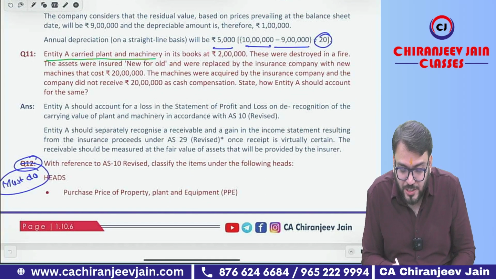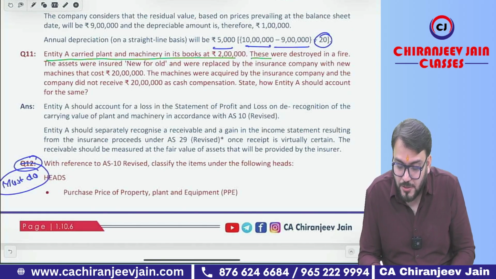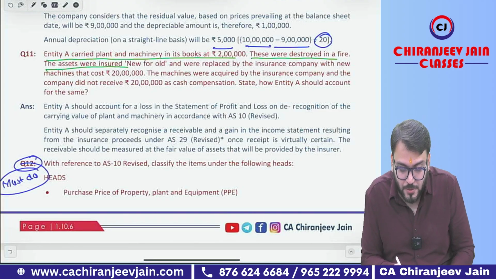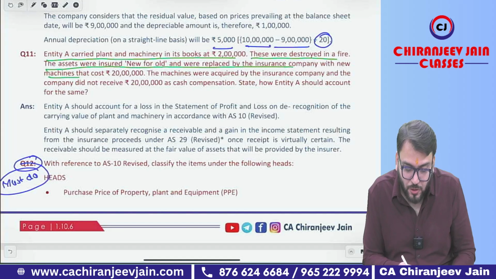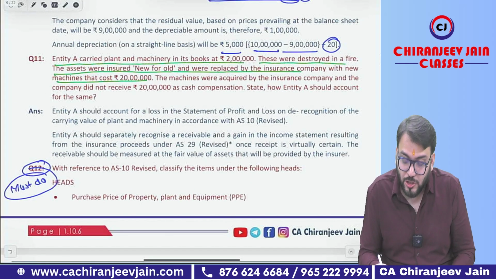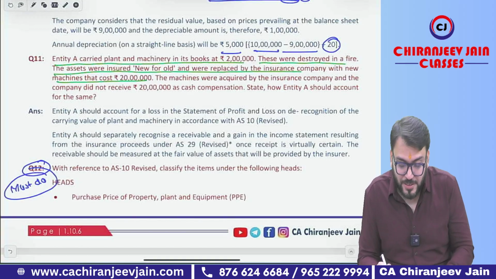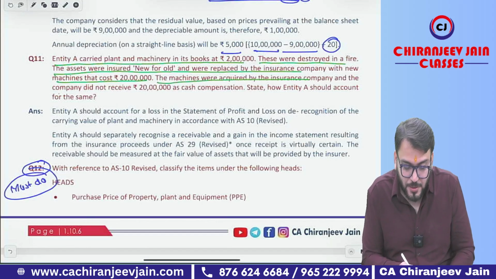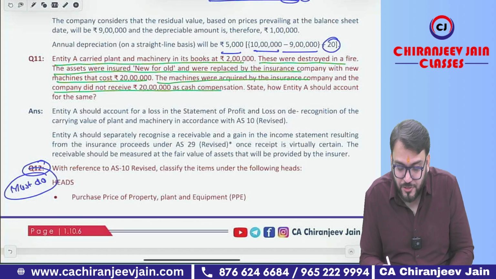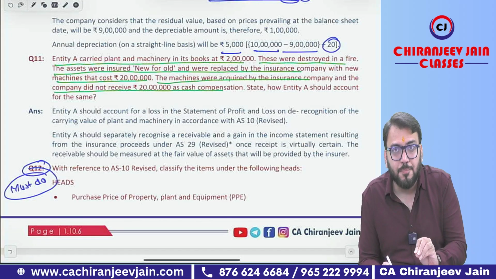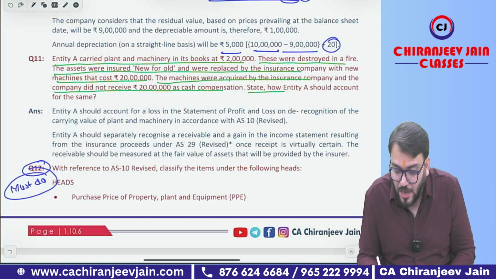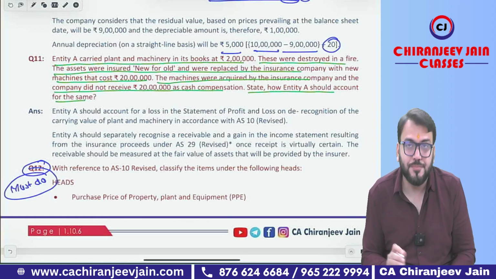NTDA carried plant and machinery in the books at rupees 2 lakh. These were destroyed in a fire. Similar question: the asset was insured new for old and was replaced by the insurance company with a new machine that cost rupees 20 lakh. The company did not receive 20 lakh as cash compensation, so there was no cash compensation. It was replaced by new machinery. The cost of the machinery was 20 lakh. State how the entity should account for the same.